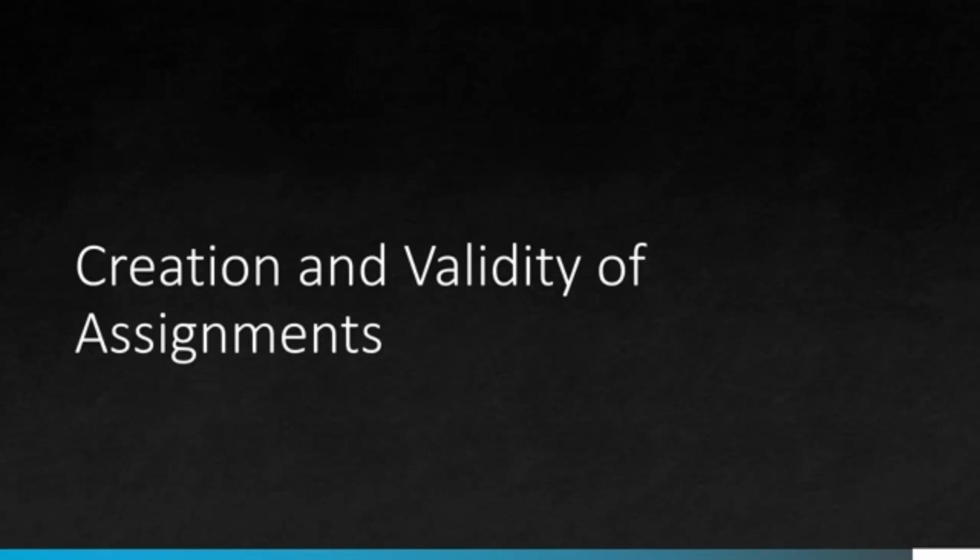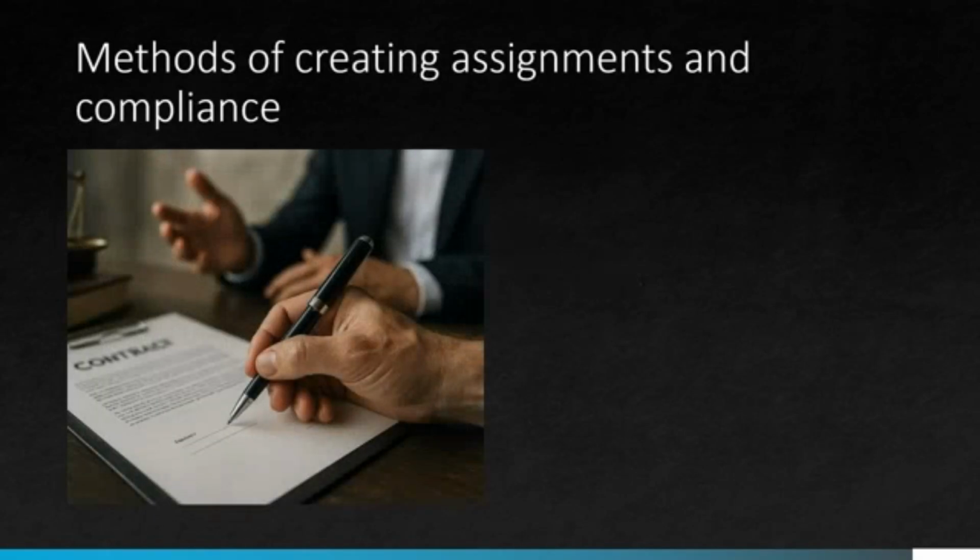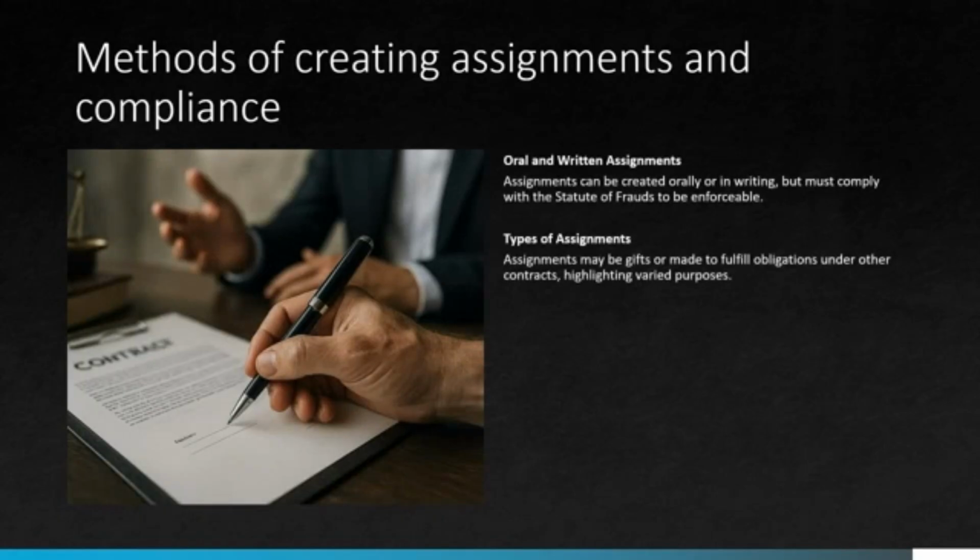We'll look next at the creation and validity of assignments. First of all, it's fine for an assignment to be oral or written. However, if it falls under the statute of frauds, such as real estate, marriage contracts, sales over $500, or over 1 year to perform a service, those are situations that require they be in writing. They need to be formal contracts according to the statute of frauds. Assignments related to those contracts would have to be in writing. It can also be a gift, or it can be something to fulfill an obligation under another contract, like a debt or something like that.